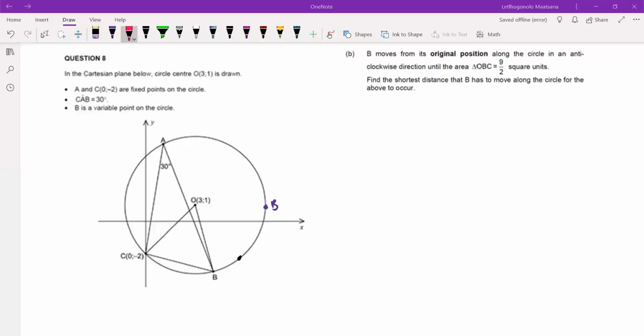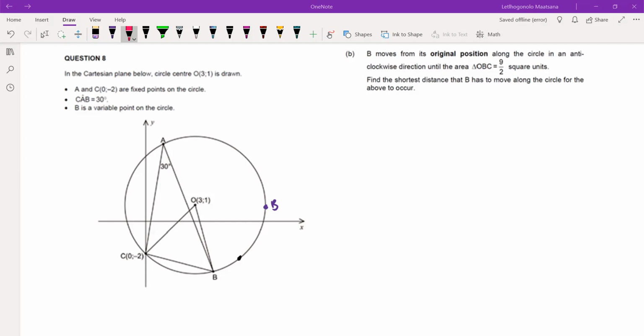Question 8b says B moves from the original position along the circle in an anti-clockwise direction until the area OBC is equal to 9/2 square units. Find the shortest distance that B has to move along the circle for the above to occur.